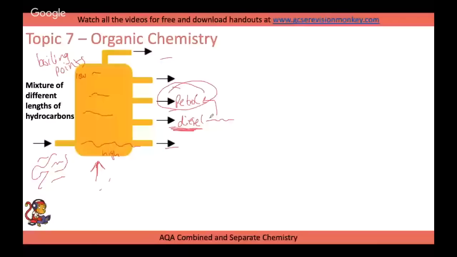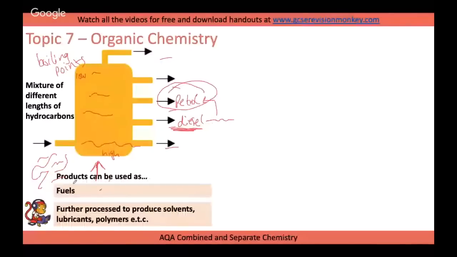So what can these be used as? Well, they're really useful fuels. The ones at the top that come out are really flammable, so they catch fire easily. They're very volatile, which means they easily turn into a gas. So those are the ones at the top, low boiling points, flammable and volatile.